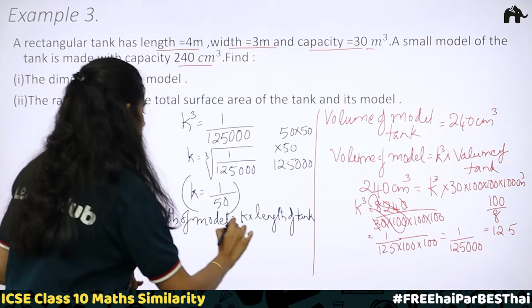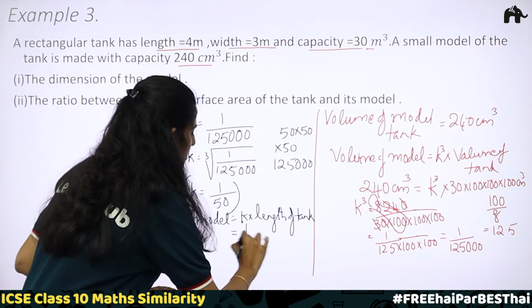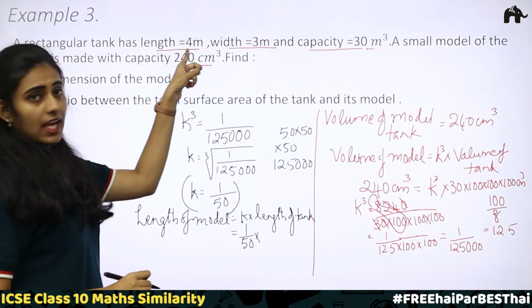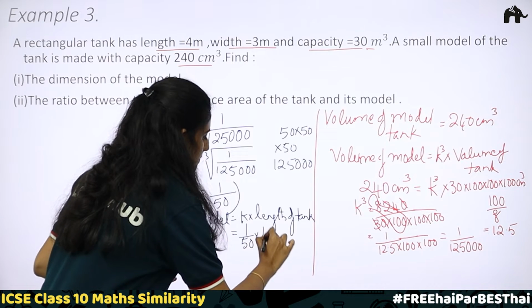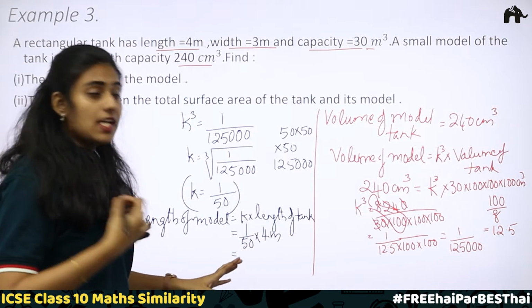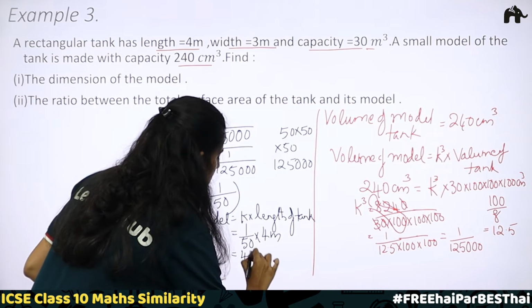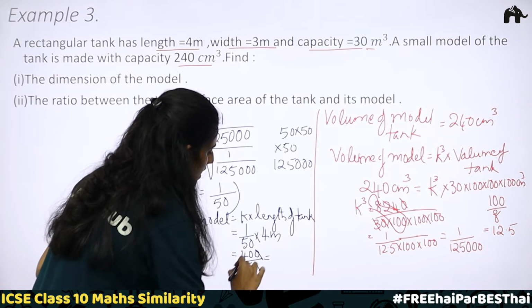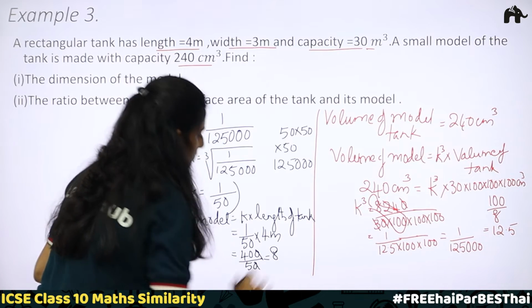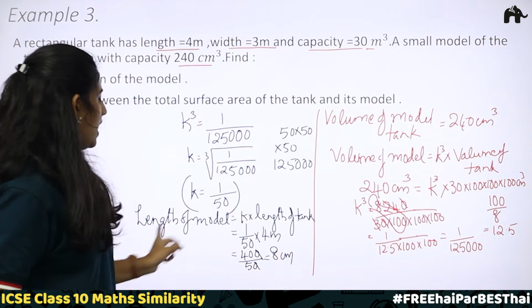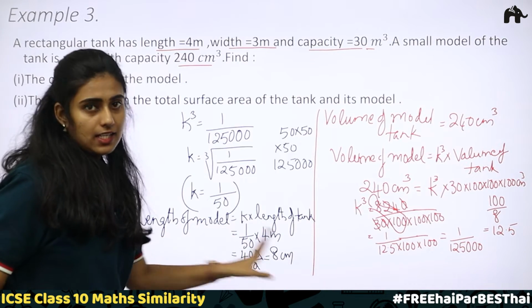Yes, put the values. Here we have k, 1 by 50, into what is the length of the tank? Length of the tank is given, which is 4 meter. So I am converting this 4 meter to centimeter. We get 400 divided by 50 equal to, zeros get cancelled, 40 by 5 is 8. What is the unit? Centimeters. Okay. Length of the model is 8 centimeter.